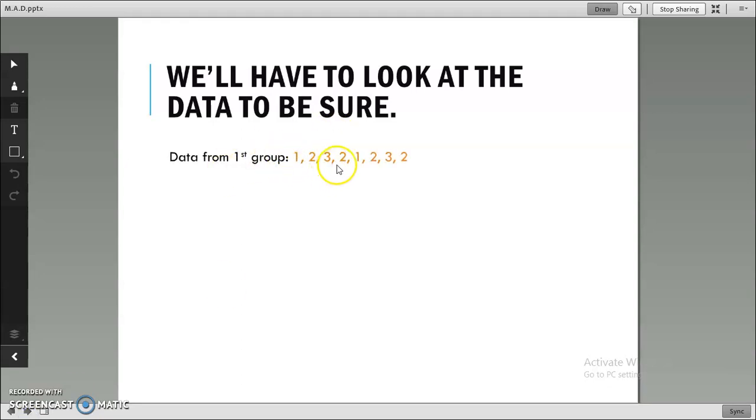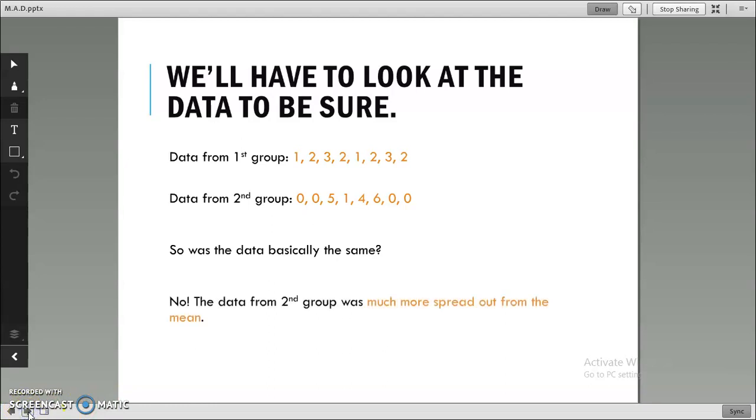We have 1, 2, 3, 2, 1, 2, 3, 2. So this kid had 1 sibling, this kid had 2 siblings, 3 siblings, and so on and so forth. Here is the data from the second group. This kid had 0 siblings. Actually, 1, 2, 3, 4 people had 0 siblings, and there were no people that had 0 siblings in the first group. 6 is my highest number here. The highest number here is 3. So the data sets definitely are different. So was the data basically the same? No, the data from the second group was much more spread out from the mean.